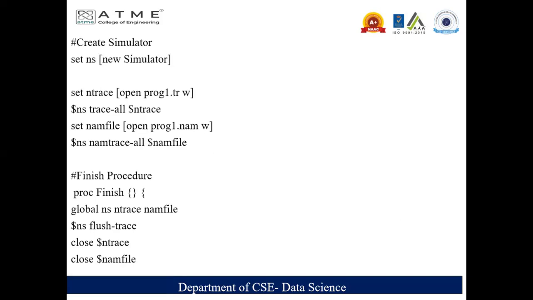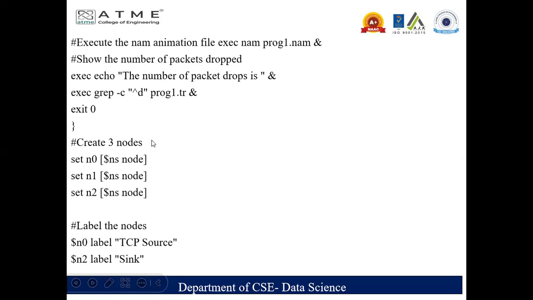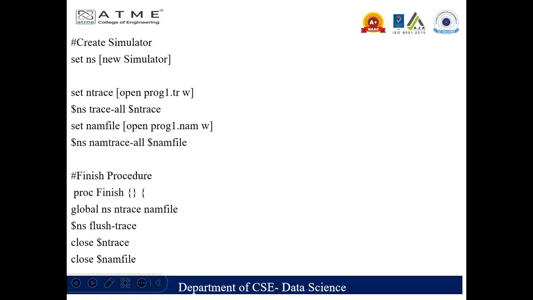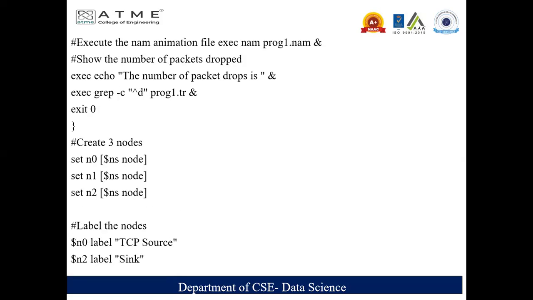Next, this is the finish procedure. We will come to it at the last. We'll check with the next function. So here, first I'm creating 3 nodes. As the program statement indicates, 3 nodes are created. So set n0, n1 and n2. These are the 3 nodes which I'm creating.